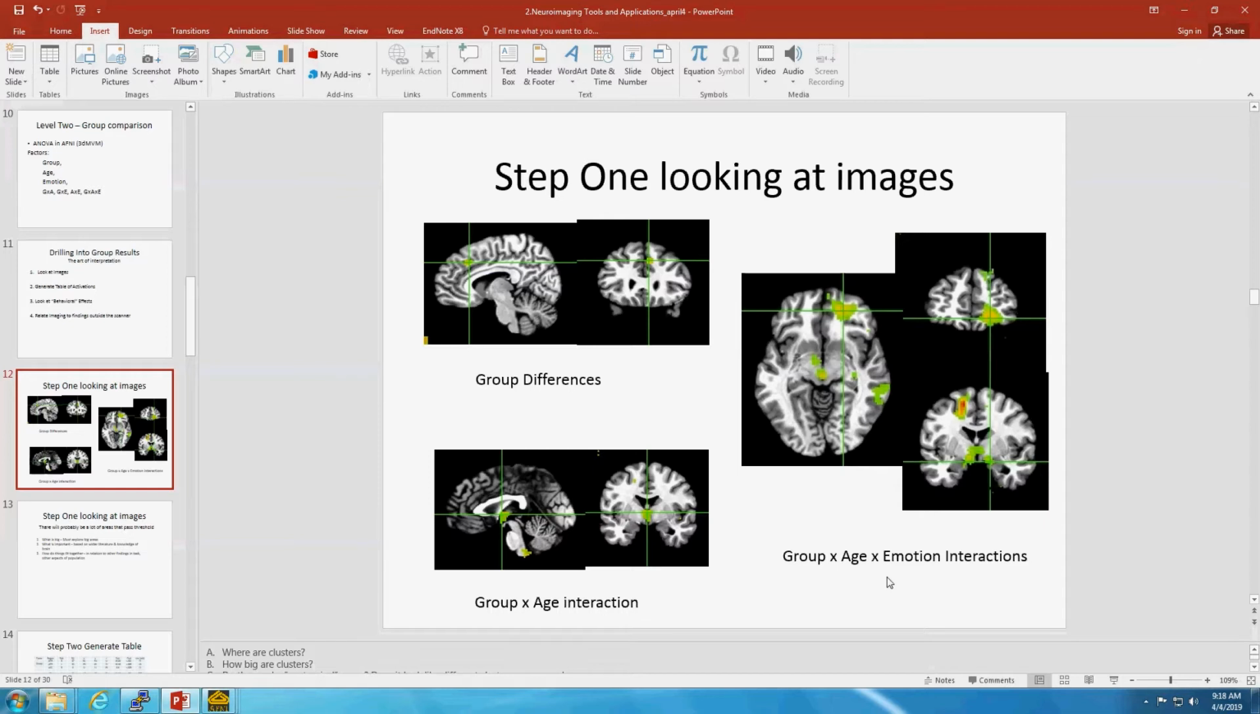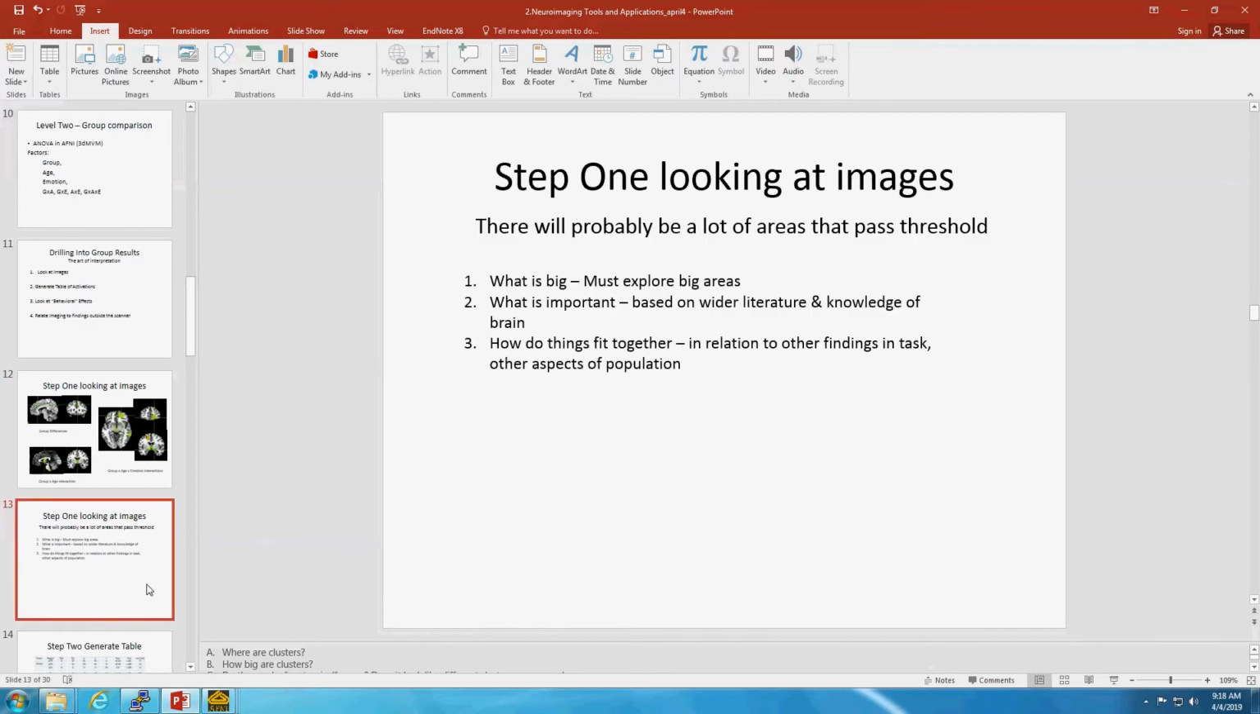In almost all imaging studies, you're going to have a lot of stuff there, hopefully. You're going to have to go through and figure out some of it you're really going to drill into, and some of it you probably won't, because a paper can't handle 50 different activations, especially with lots of different interactions and main effects. So you have to make decisions about what's important.